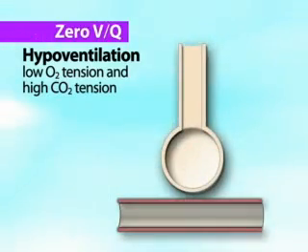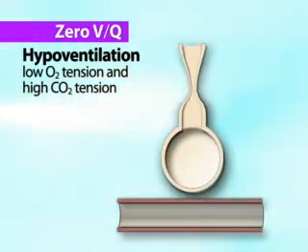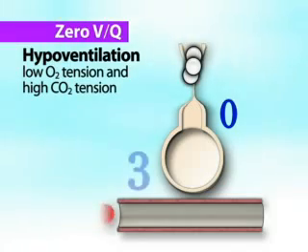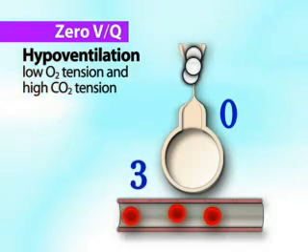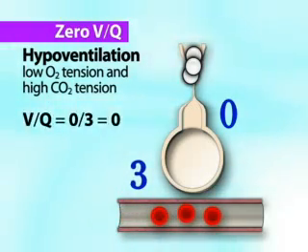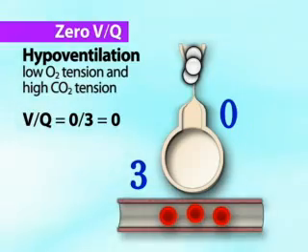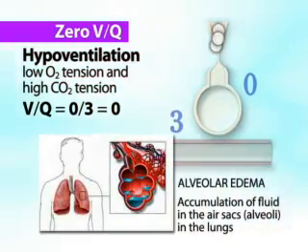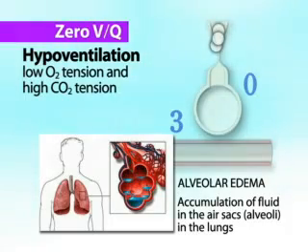In a zero VQ, the RU receives no ventilation but perfusion remains normal, just like when an RU receives 0 LPM of ventilation and 3 LPM of perfusion. Then the VQ ratio is 0/3 or equal to 0. In this case, blood flowing to the RU is not allowed to undergo gas exchange simply because there is no gas to exchange with. This is known as true alveolar shunt. This type of VQ is pathologically exemplified in alveolar edema.